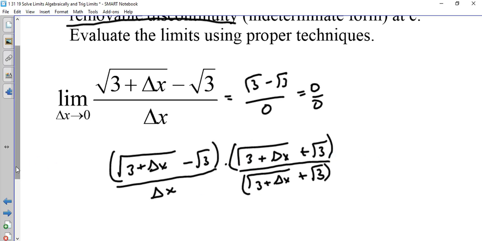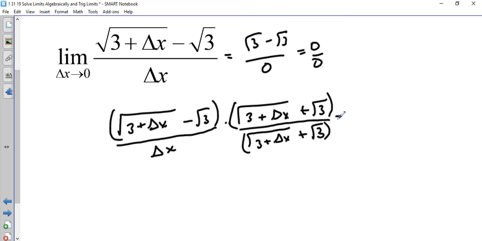So once you have this, what do we got here? Well, this and this will cancel out. We have 3 plus delta x.